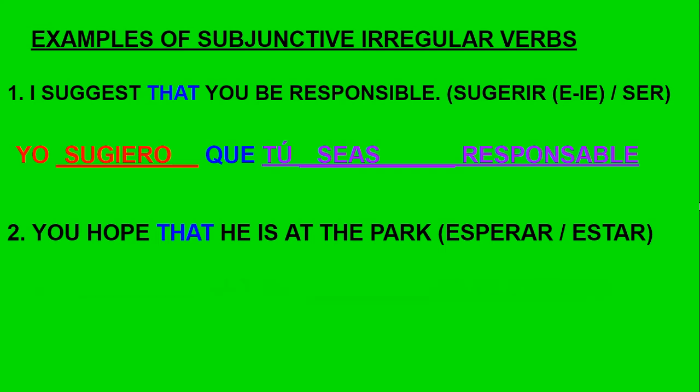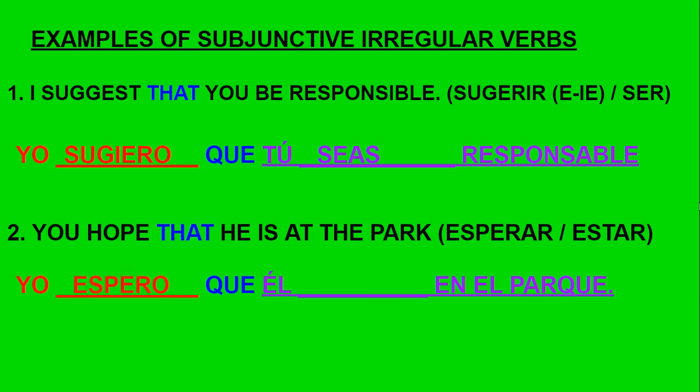Okay, the second one says, you hope that he is at the park. So I need the yo form of esperar. So that'd be yo espero que él, and what will estar be? The él form of estar? Esté en el parque. All right. Let's go to the next two.